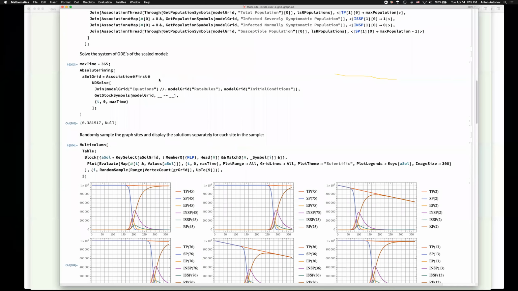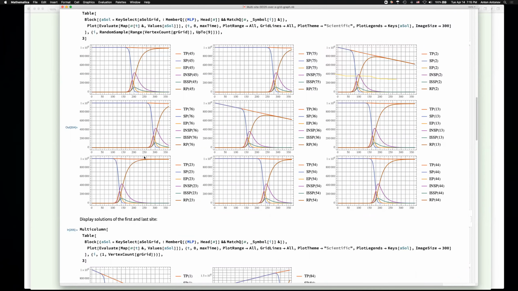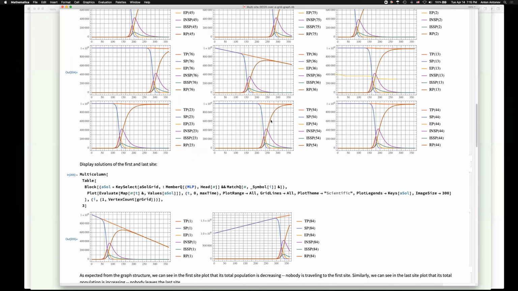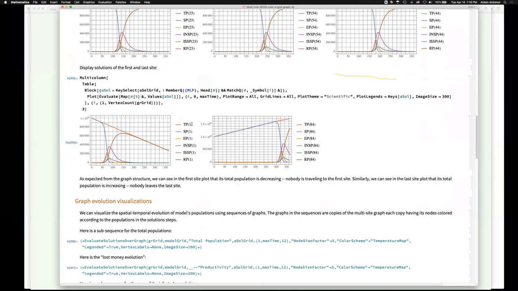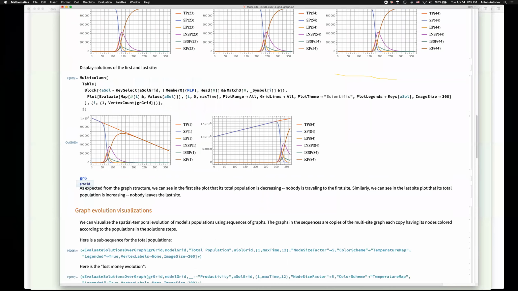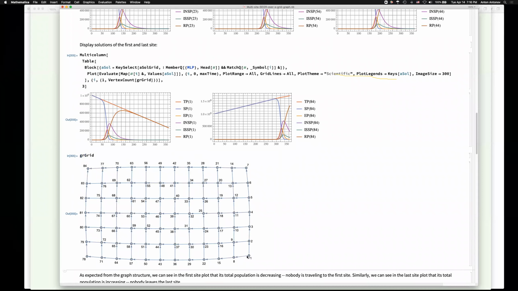It needs to make sense to me. On each of these sites, apparently I have this typical pattern I observe when I simulate with my standard modeling technique. And I want to plot what is happening on the first node and on the last node. You can see that in the first node, the total population is decreasing, and that's actually to be expected because nobody's traveling to node 1. Everybody's leaving it, right? And again, 84, the total population is increasing because it constantly gets people coming in.